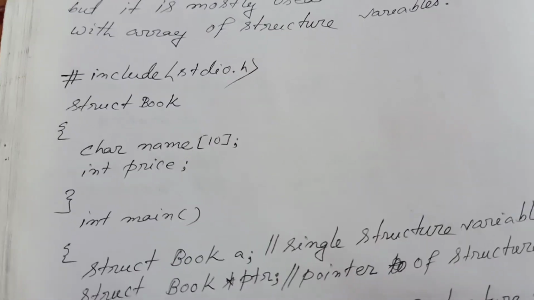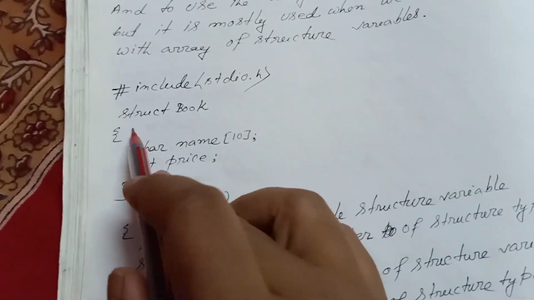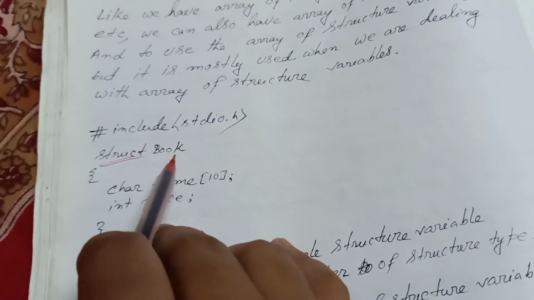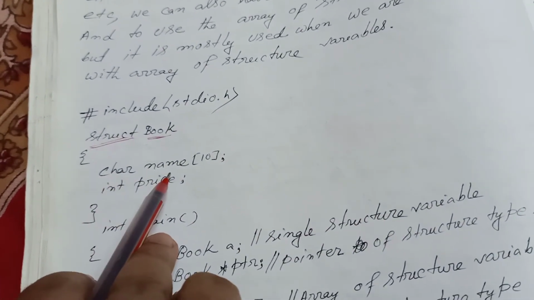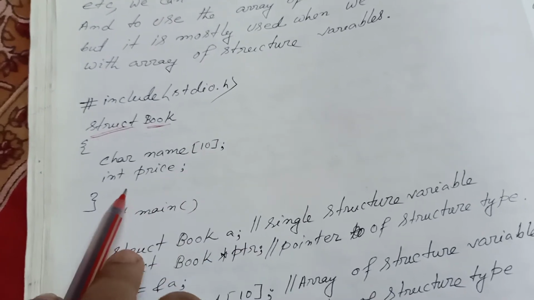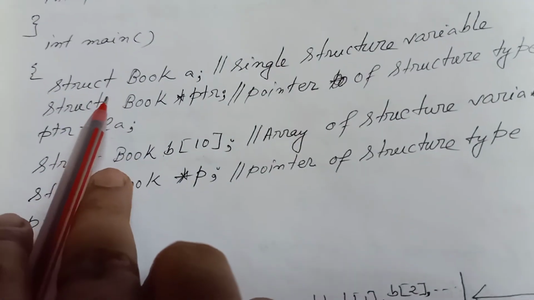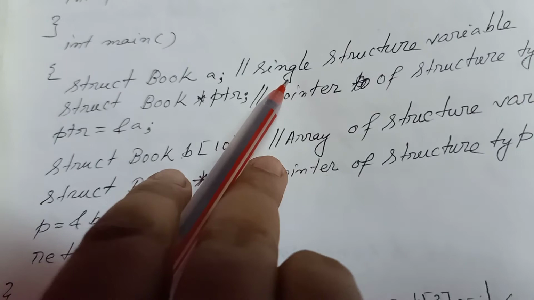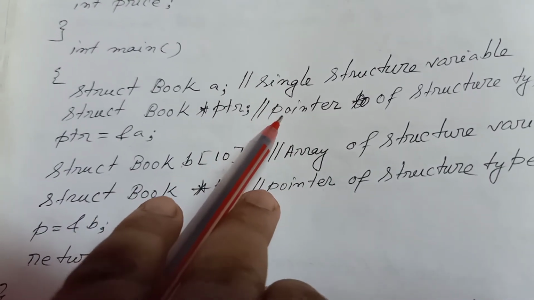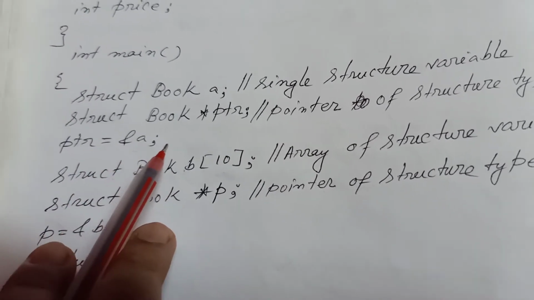#include <stdio.h>, we create a structure. Already we have learned in the structure chapter, we have to use the keyword struct. After struct we write the structure name, that is book here. Char name of size 10, so the size should be a minimum of 10 for one name. Int price. Then declare the main function, struct book A. It is the declaration of a single structure variable. Now struct book *ptr. This is the declaration of a pointer of structure type. Now ptr equal to &A.